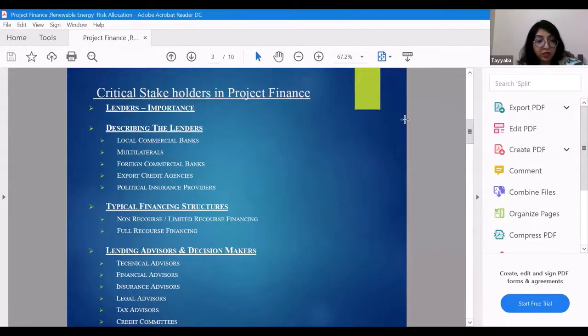So moving on to the next point, typical financing structures. That also is very important to understand. Non-recourse, limited recourse financing. Most of the project financing in its true sense is actually either non-recourse or limited recourse. By the word non-recourse, we mean that the lenders have no access to any other source of income except the project cash flows itself.